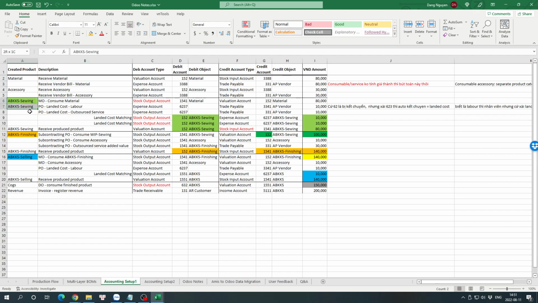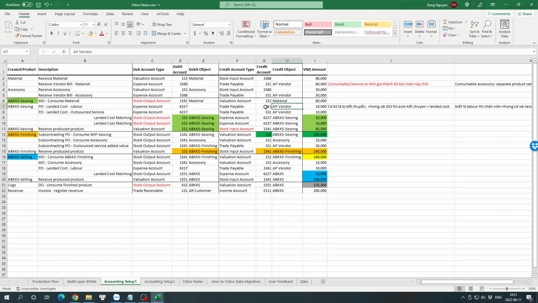Now, you produce a first product ready for sewing. It is a manufacturing order, consume material. Stock output account is 1541. And then valuation account is the material is credited. It means you're consuming material. It goes down. Then you got landed cost, labor, 6237, trade payable.